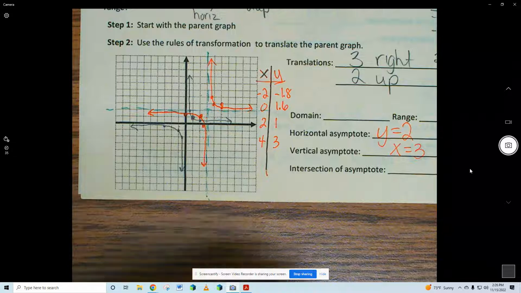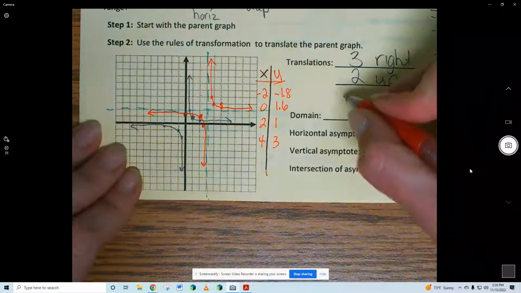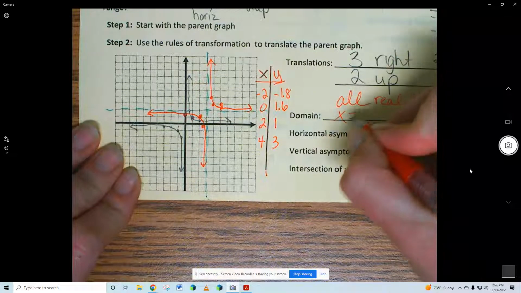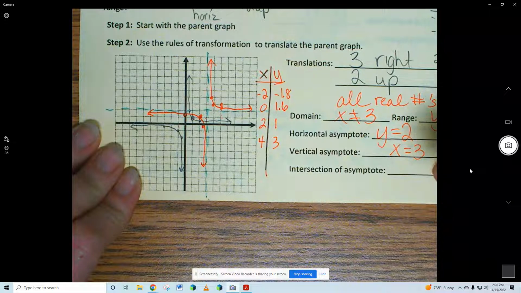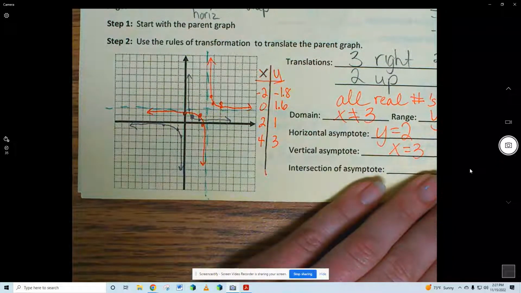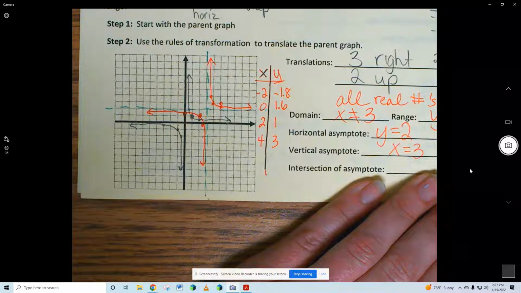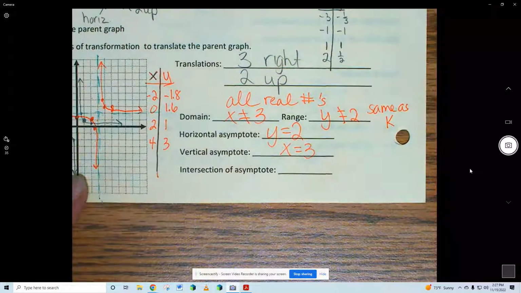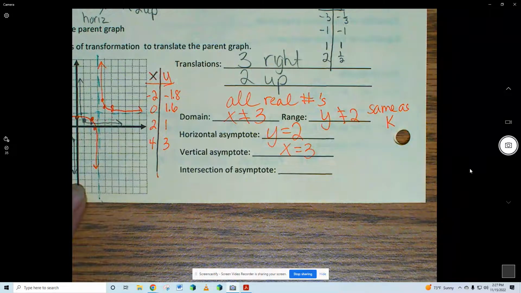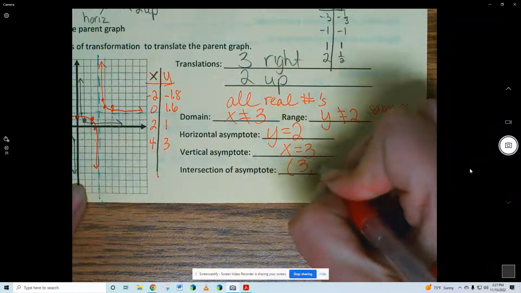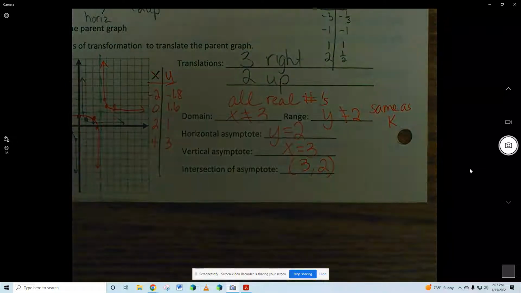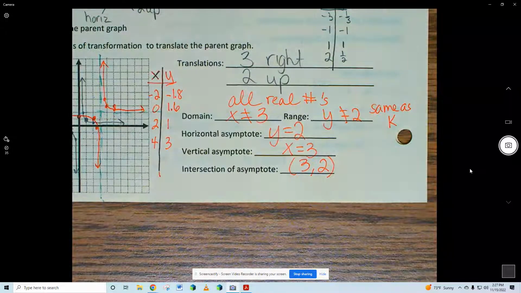So my domain is going to be all real numbers, but x cannot be 3 and y cannot be 2. Remember, my range is the same as k. Sorry. The intersection of the asymptotes is going to be at 3, 2. So you're plotting the parent function, and then you are making the transformation move.